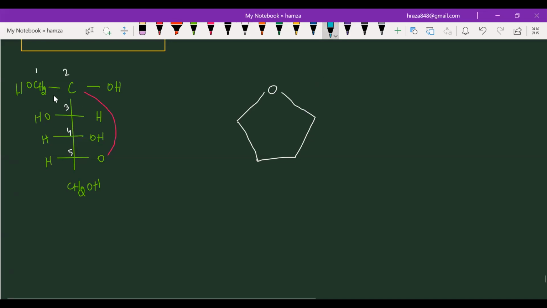Okay, now see, whatever is present on the left hand side will be above, and whatever is present on the right will be below. So again OH, H, and again H, OH. And for the fifth carbon there are two options, left and right. Whatever is below, left and below, will come to above or top, and then this will be like this.